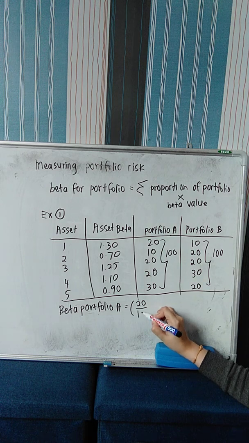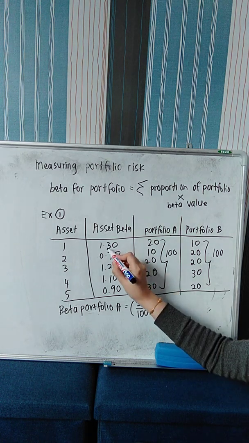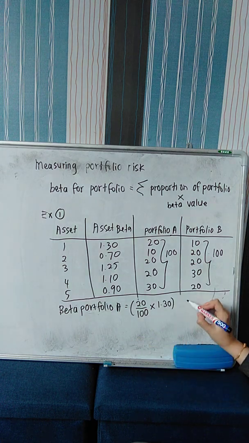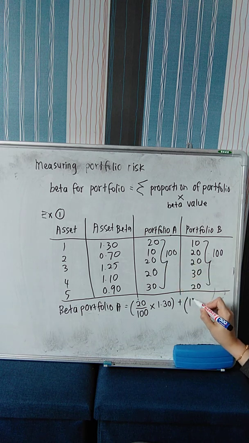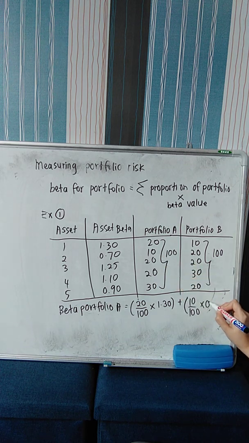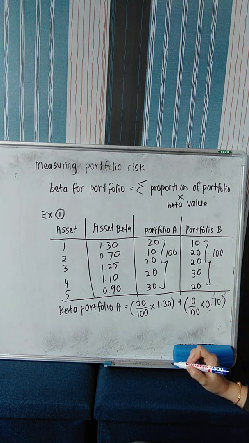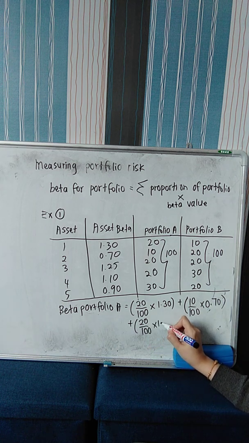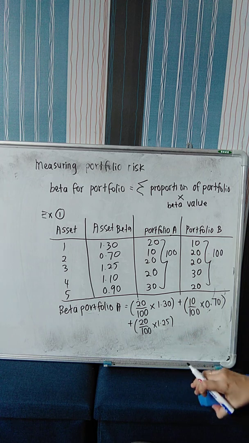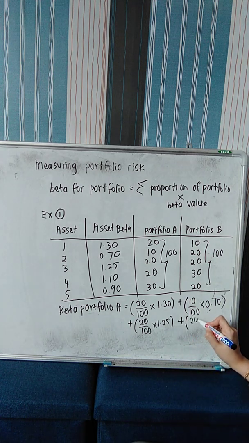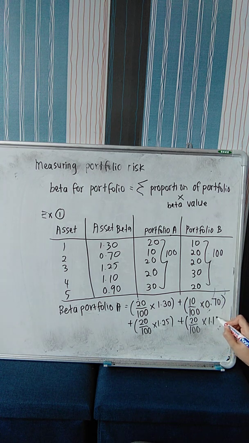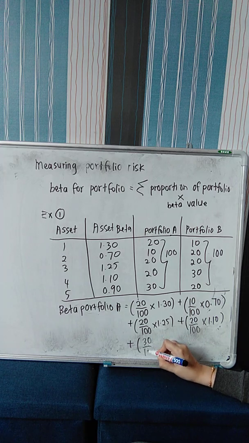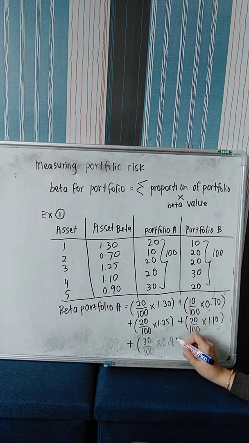Okay, beta portfolio A, you start with asset 1. 20, you divide the total is 100 and then you times the value of beta is 1.30. Okay, then continue. 10 divide 100 times the value beta 0.70. Continue. 20, you divide 100 times 1.25 value of beta. Next, plus 20, you divide 100, you times 1.10. And the last one, 30, you divide 100, you times with 0.90.